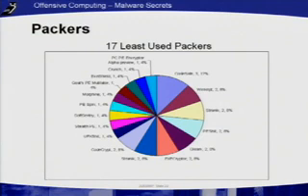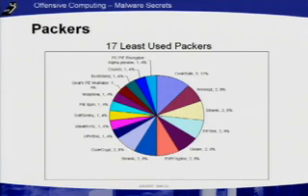So these are the least used packers. Out of our entire collection, we've only got a few samples. Let me explain what these numbers mean here real quick. Basically right here is the name of the packer. This is how many samples we had. And this is the percentage it represents of this particular graph, not of the entire total.